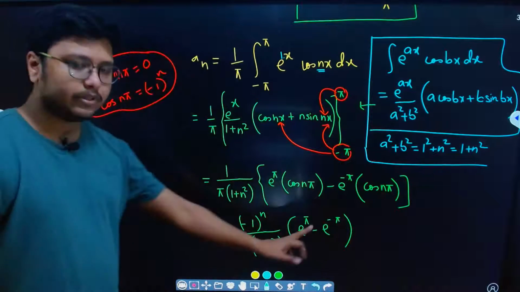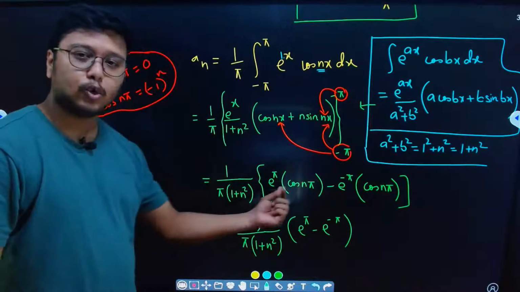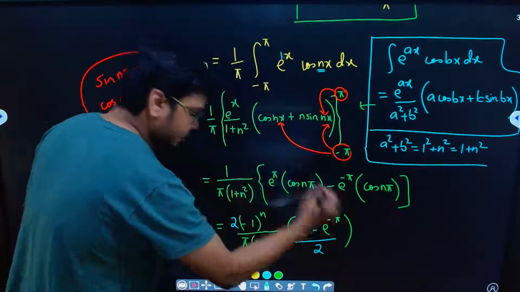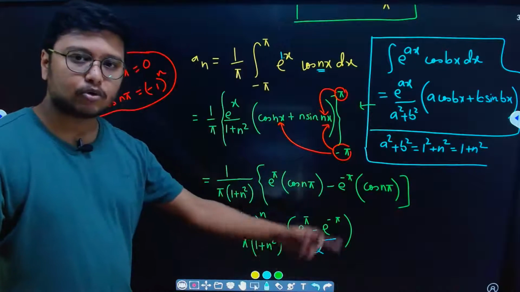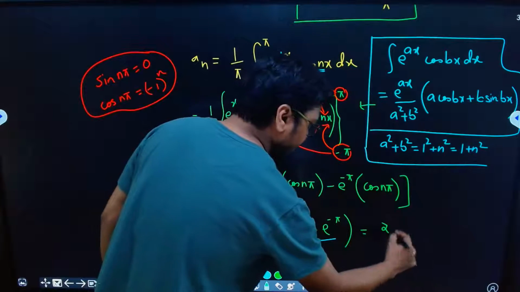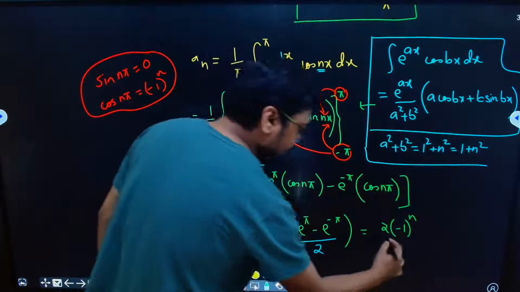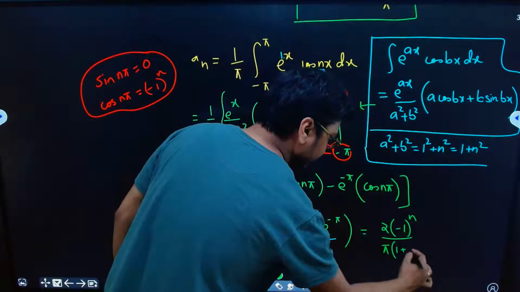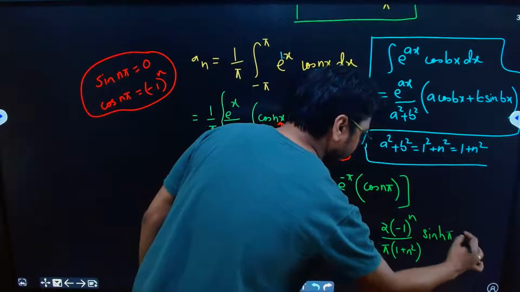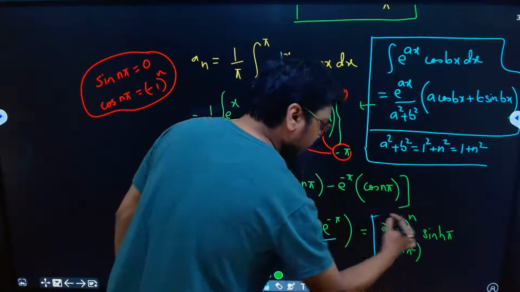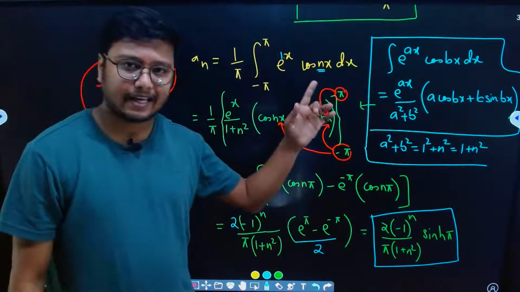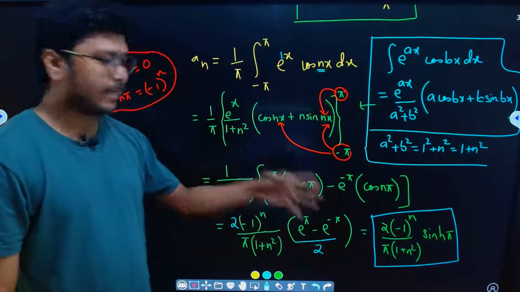Which is again going to that sine hyperbolic formula. Just one by 2 is required. So I will multiply one by 2 outside and inside. Then this part goes to sine hyperbolic. So I get 2 minus 1 to the power n by pi into 1 plus n square sine hyperbolic pi. So this is my value for an.